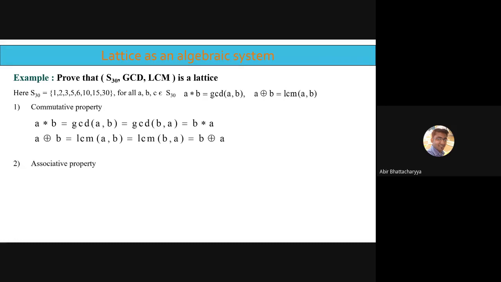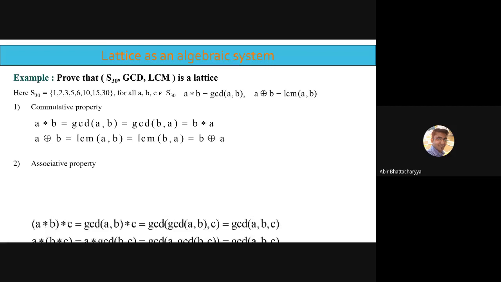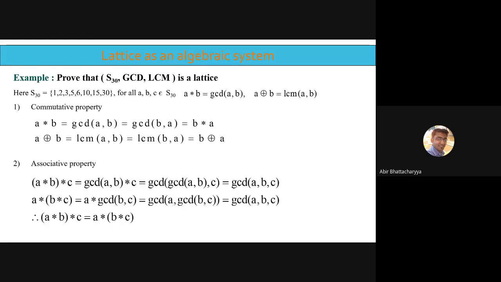Now go for the associative law. In the associative law, we need 3 elements or variables A, B, C from the given set S30. S30 has 8 elements, and among them we can take any 3 elements A, B, C. If I apply the law, A star B star C is equal to GCD of A, B star C. First we work on the bracket. A star B means GCD of A, B, then star C means GCD of that and C.